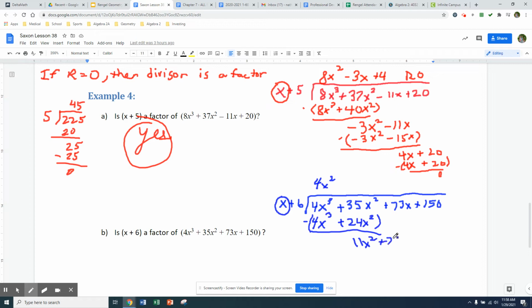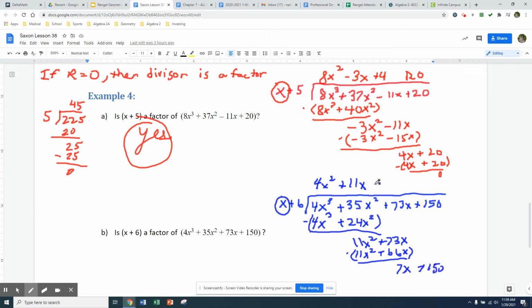Once we do that, we'll get an 11x squared plus 73x comes down. Again, to multiply x to get 11x squared, I would need to multiply by 11x. That's going to make 11x squared and plus 66x. Subtract again. We don't need to worry about the first 2 terms. We canceled those out. 73 minus 66 gives me 7x. Bring down the 150.